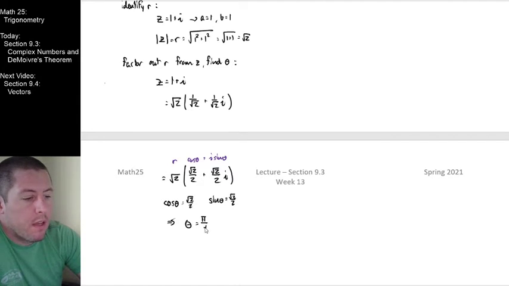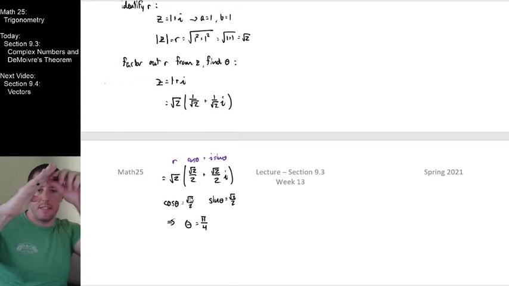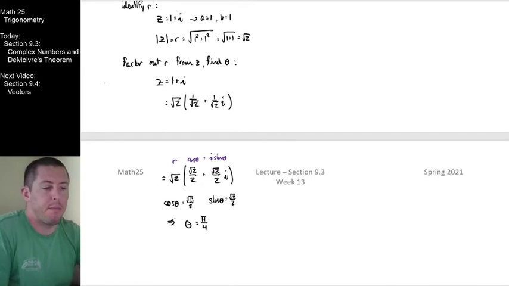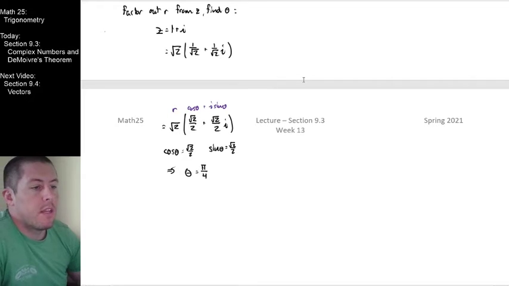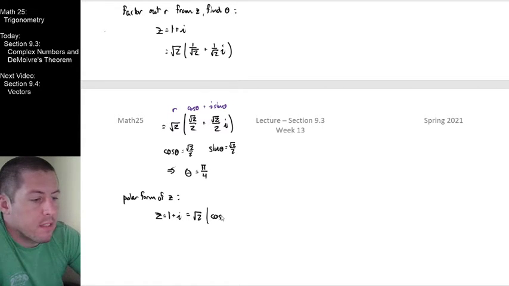It's pi fourths. Notice that both of these are positive, so it has to be our first quadrant angle, and it's where the cosine part matches the sine part, where the angle is equally split. 45 degrees down there, 45 degrees up there, right? So we get pi fourths as our angle. So we've got our polar form of z. That is going to be z equals 1 plus i equals, and it looks like we found that r is root 2, and this is cosine of pi fourths plus i sine pi fourths.